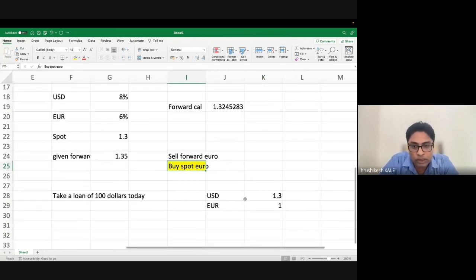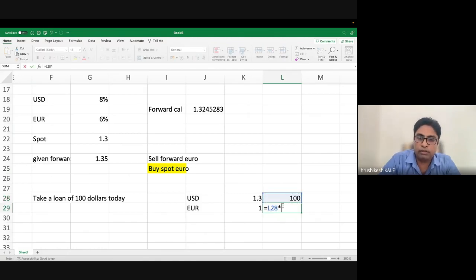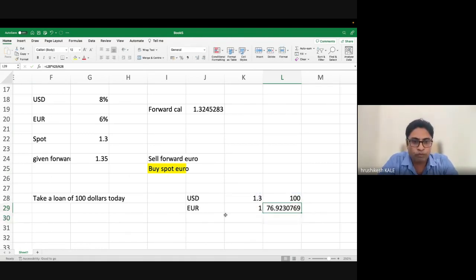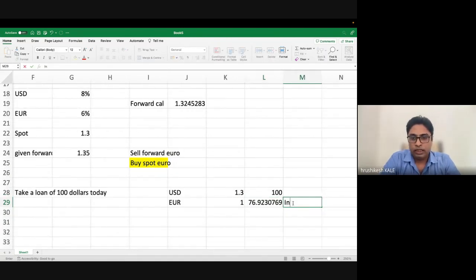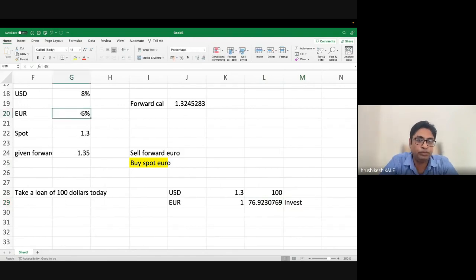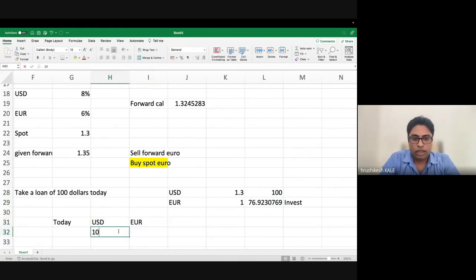So if you take a loan of $100 today and you buy spot euro, how many euro will come to you? So let's say you have 100 USD. How many euro will it come to? So 100 multiplied by 1 divided by 1.3. You will get 76.92 euro for $100. Now, this 76.92 euro, I will invest at 6% for 1 year. So let's write it down. Today, for 100 USD, you are getting 76.92 euro.